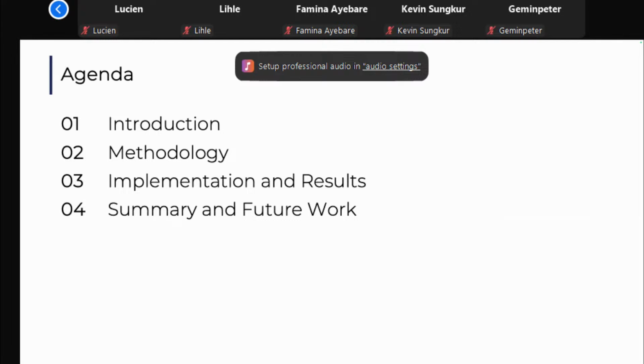Let me initially give you a quick overview of my presentation. I will start with introducing you to the concept of value streams and its utilization in industrial production to drive improvement and foster sustainable development. Then I will present you my methodology as well as its implementation and my results. And I will end with a short summary and my next steps.